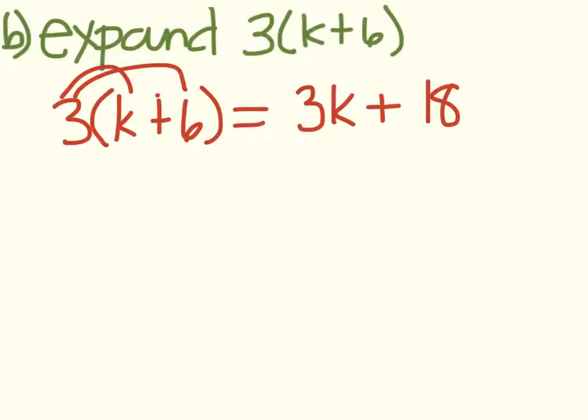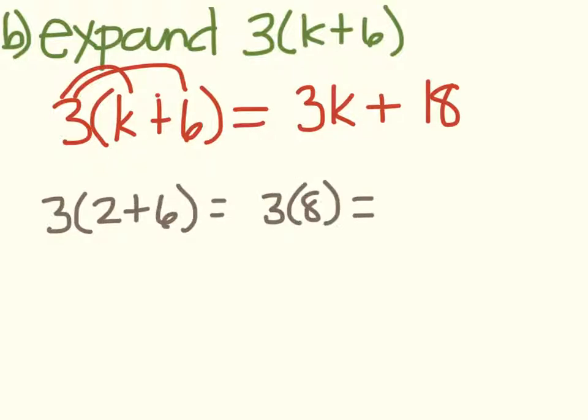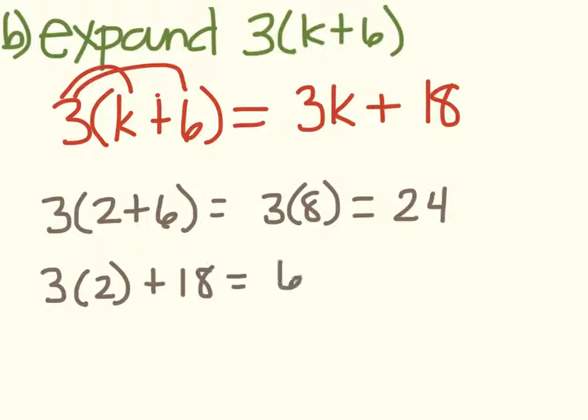Okay? Once again, these are equivalent expressions. If we inserted a value for k, you would see that we would get the same answer. So let's say that k equals 2. If we took 3 times (2 plus 6), we would get 3 times 8, which is 24. If we took 3 times 2 plus 18, that would give us 6 plus 18, which equals 24. So you can see that these expressions are equivalent.